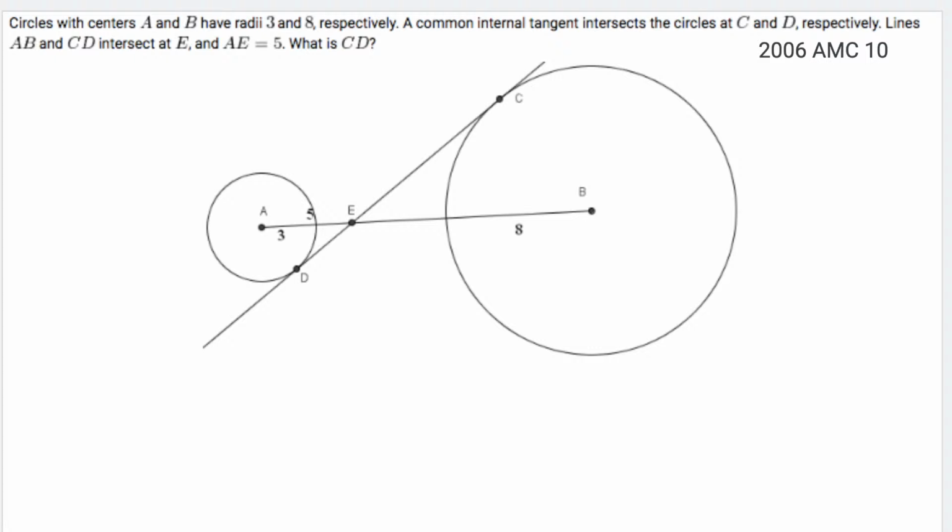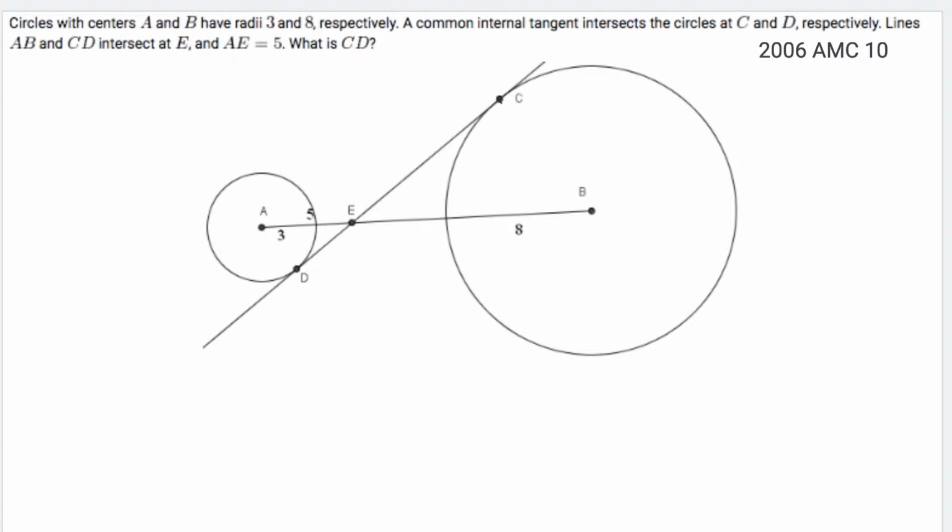Circles with centers A and B have radii 3 and 8 respectively. A common internal tangent intersects the circles at C and D respectively. Lines AB and CD intersect at E, and AE equals 5. What is CD? Now, this problem is just similar triangles.